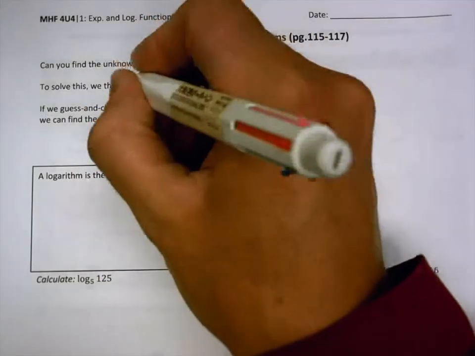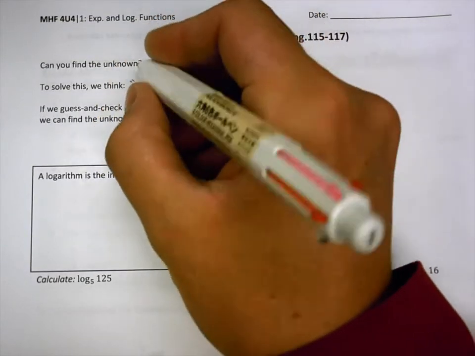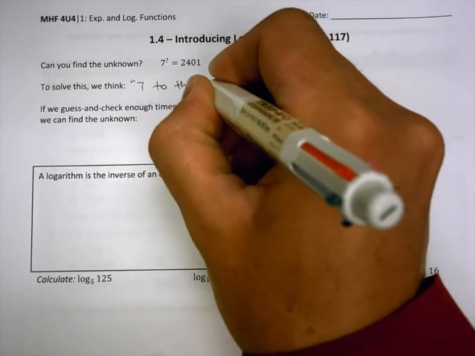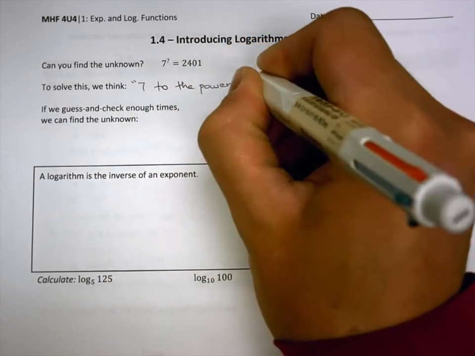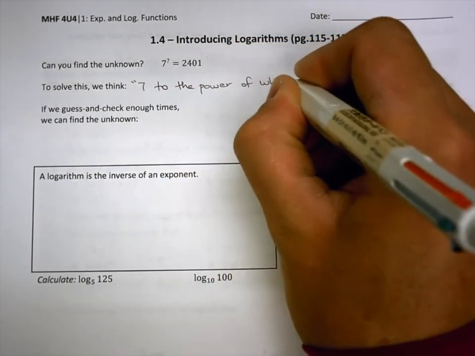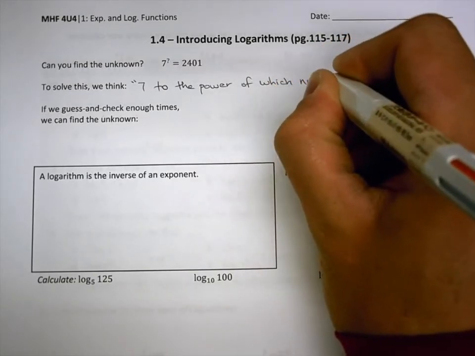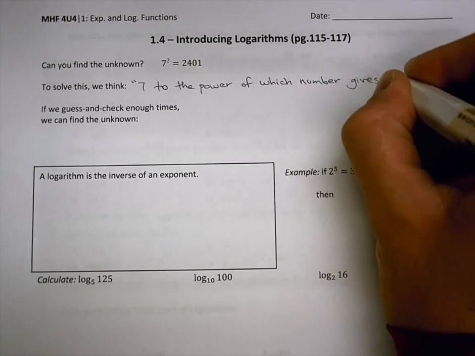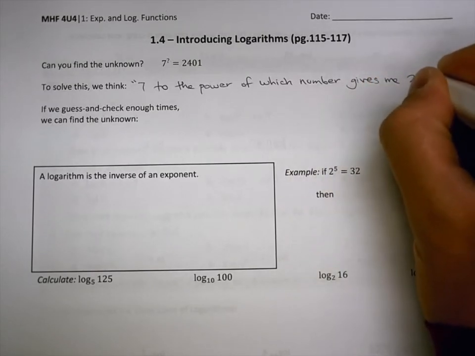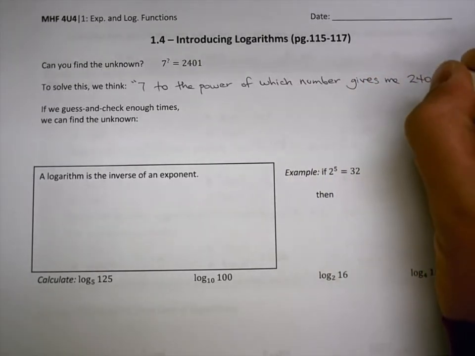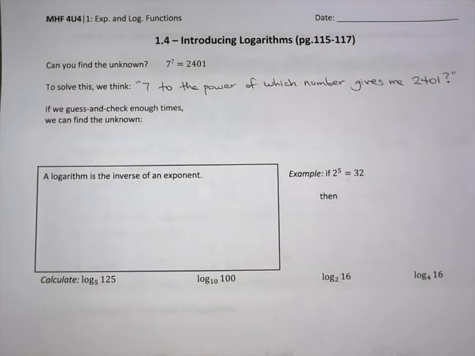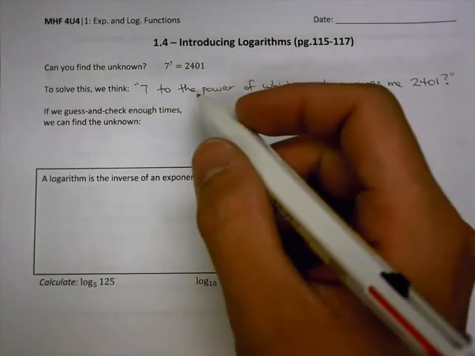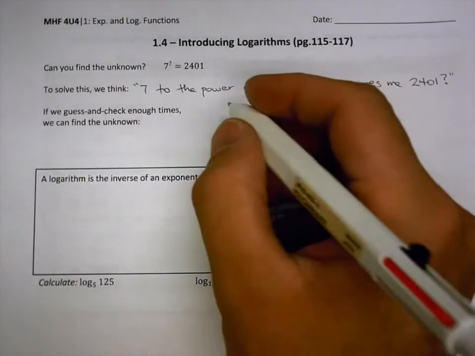I want you to, when you look at this, obviously you think those words. 7 to the power of which number gives me 2,401? This has been a problem for us, right? Our whole math career. I don't know how to do that. The only way I really know how to solve a question like this is to try guess and check.